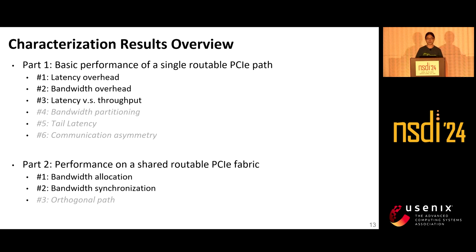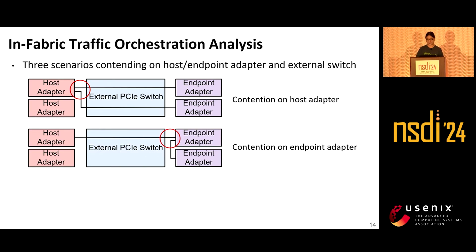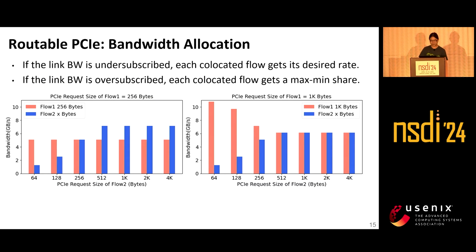After we look at the basic performance of a single Routable PCIe path, now we will examine the performance of multiple flows on a shared Routable PCIe fabric. To conduct this in-fabric traffic orchestration analysis, we create 3 scenarios with multiple flows contending on, first, the host adapter, second, the endpoint adapter, and third, the external switch. We launch 2 flows contending on a common link and check their bandwidth share. We use different PCIe request sizes to create different bandwidth demands.